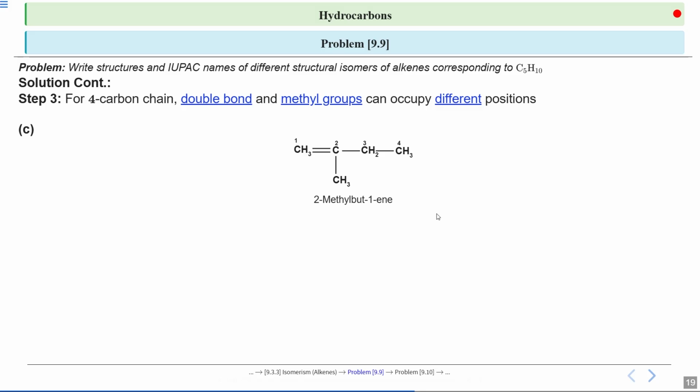Here is the starting one, which is 2-methyl-but-1-ene. The compound has a 4 carbon chain with a double bond starting at the first carbon and a methyl group attached to the second carbon. This arrangement gives it a distinct structure and name.